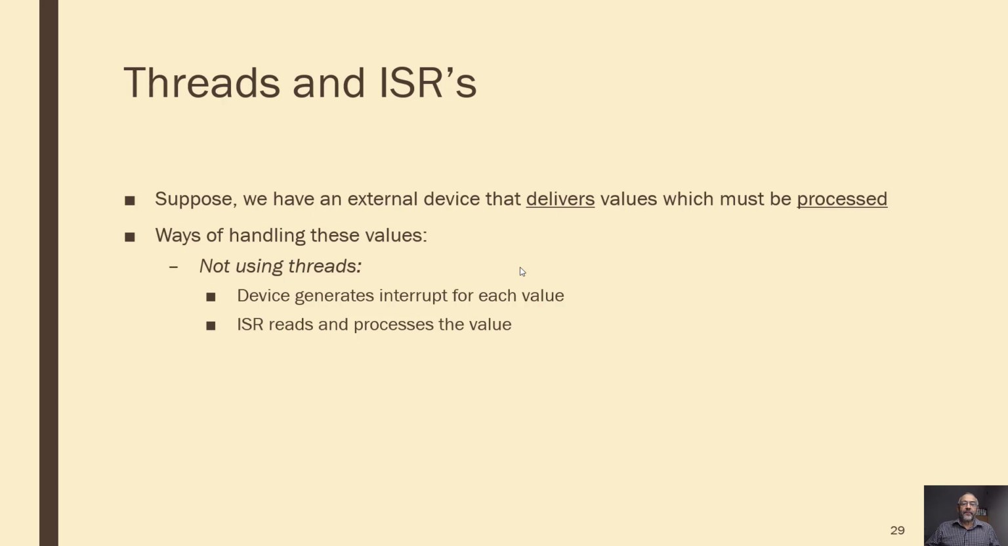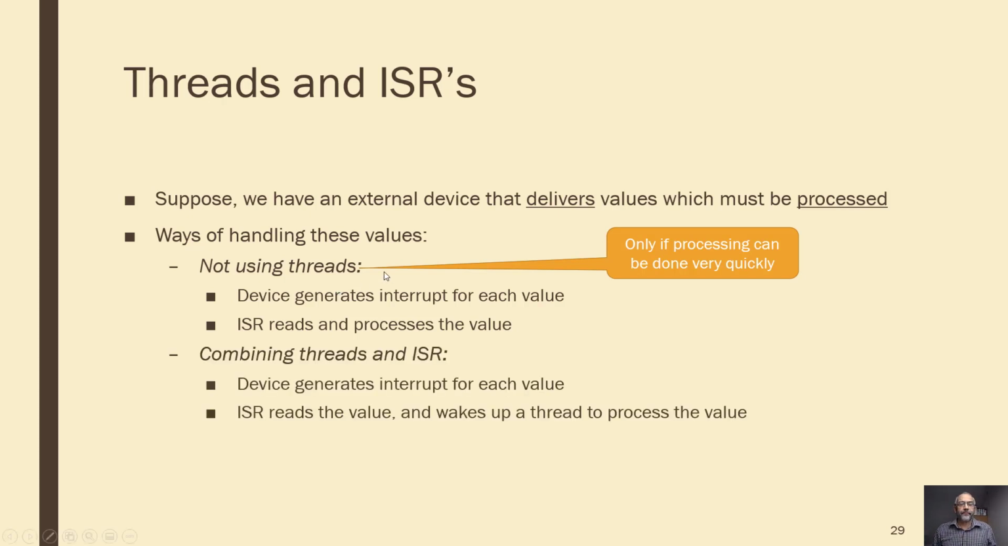So the device, when it has a value, generates an interrupt. The interrupt service routine then reads and processes the value. That is an option if processing does not take too long. Then you can do that. But yeah, as I said, the interrupt service routine should be kept as short as possible. But in certain situations, you don't need threads. You can do that with the things you already know, just the main thread and an interrupt service routine.